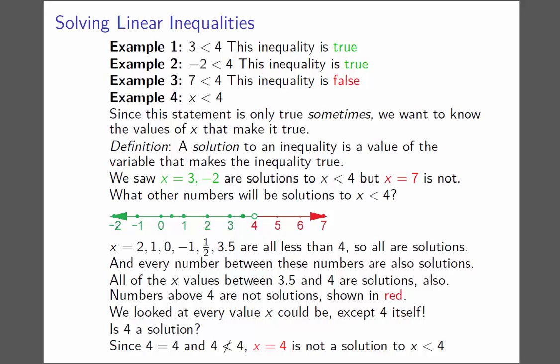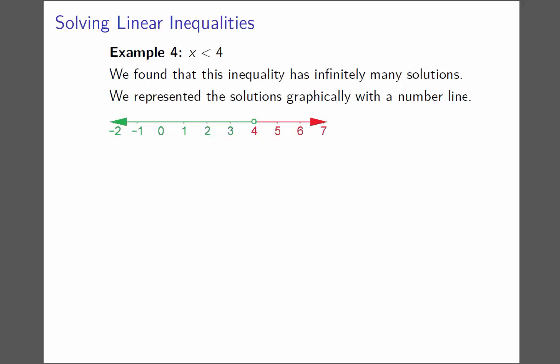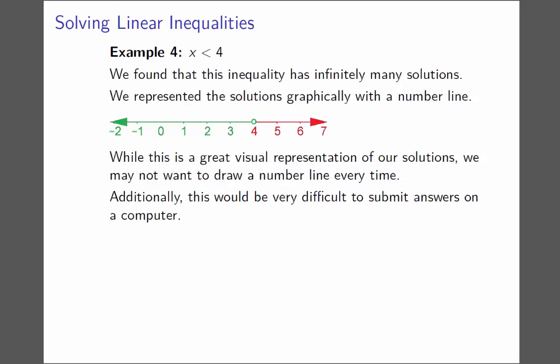Notice on the number line we use an open circle at 4. This means that we want all values up to 4 but not including 4. So we found that the inequality x less than 4 has infinitely many solutions, and we represented these solutions graphically with a number line. While this is a great visual representation of our solutions, we may not want to draw a number line every time we want to talk about solutions to an inequality. Additionally, this would be very difficult to submit answers on a computer for our online course.